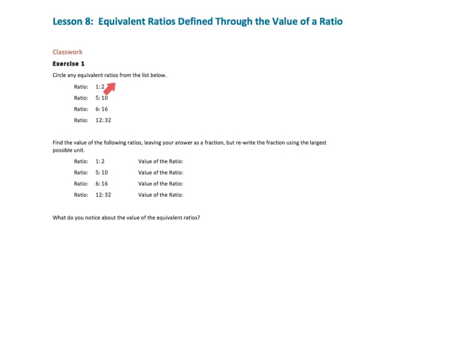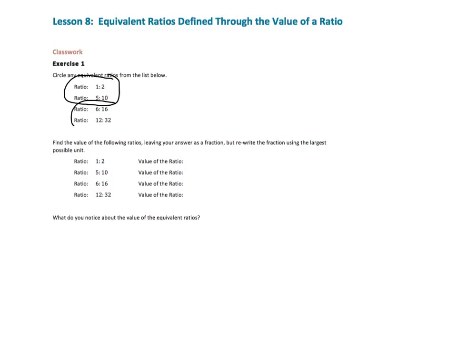Circle any equivalent ratios from the list below. Well, there are 4 ratios there, and there are 2 sets of equivalent ratios. The first 2 are equivalent ratios. Why? Because we can reduce 5/10. You could reduce 5 to 10 by dividing both by 5. 5 divided by 5 is 1. 10 divided by 5 is 2. Remember, you can reduce ratios just like you reduce fractions. So therefore, these 2 are equivalent.